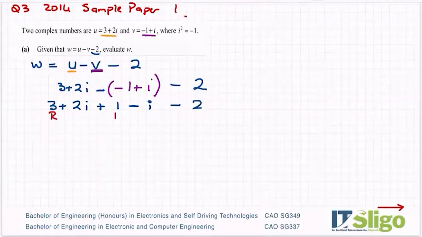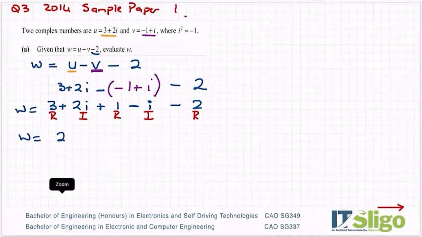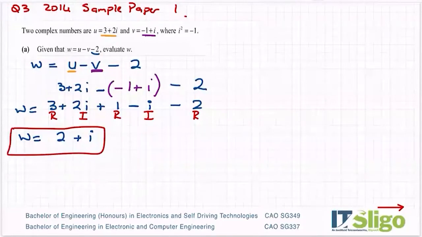And if you want, put your reals under your real parts and put your imaginaries, your i's, under your imaginaries if you wish, okay? If that helps you group them together. So reals to reals, 3 plus 1 is 4, minus 2 is 2. And then for my imaginaries, I have 2i minus i, which is plus i. So I am getting 2 plus i for my w. Okay, so I hope that makes sense.